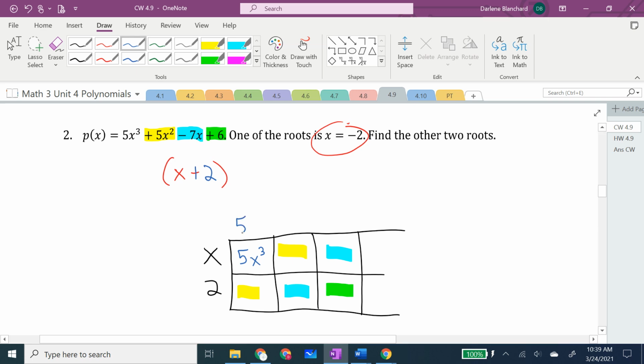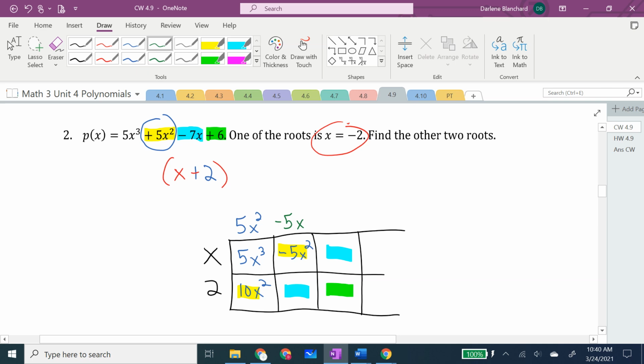X times a 5x squared will give me this box. 5x squared times 2. And then I need to add these diagonally to get a positive 5x squared. So I'm going to have to take away 5x squared from 10x squared to get that. Then x times a negative 5x will give me that negative 5x squared.